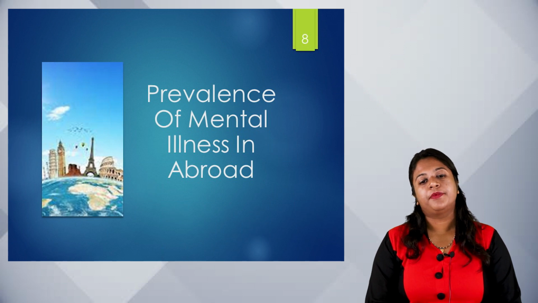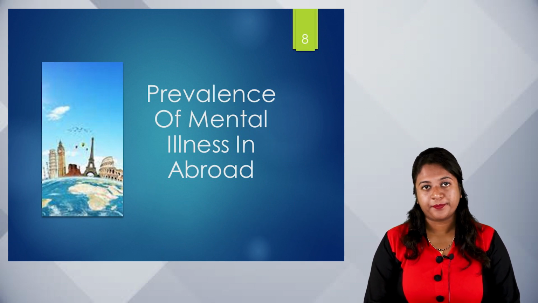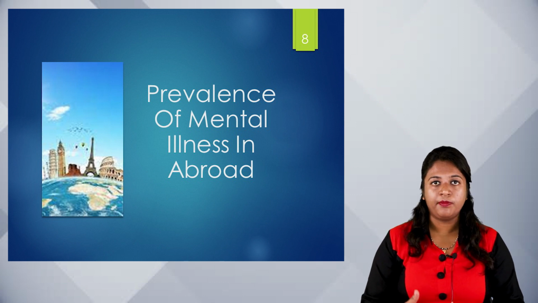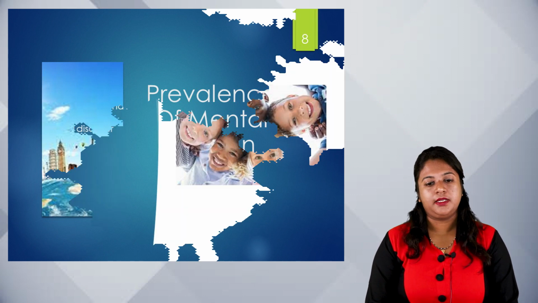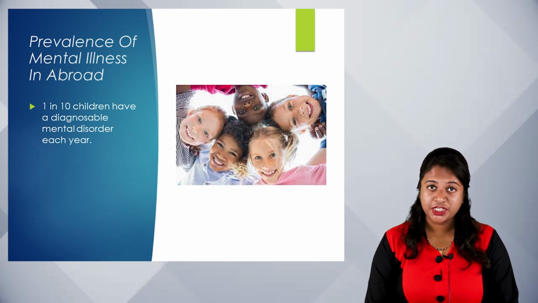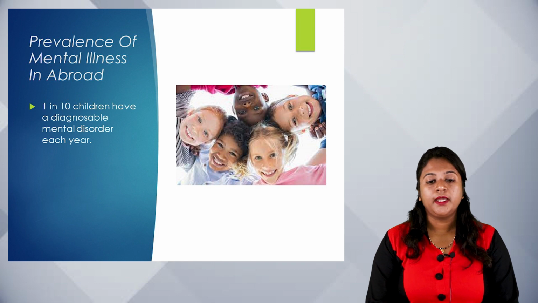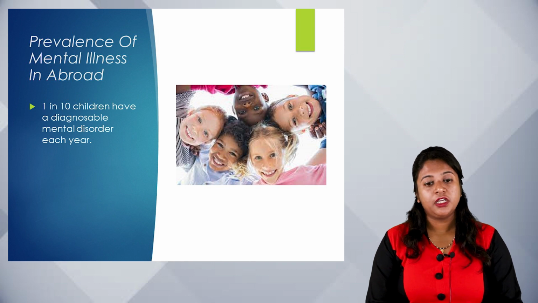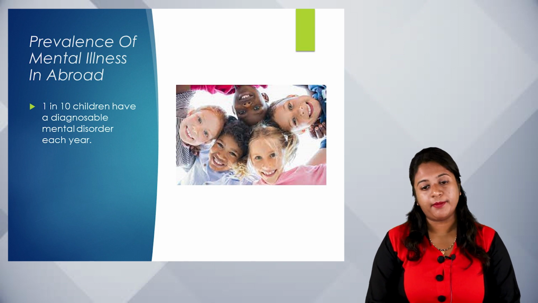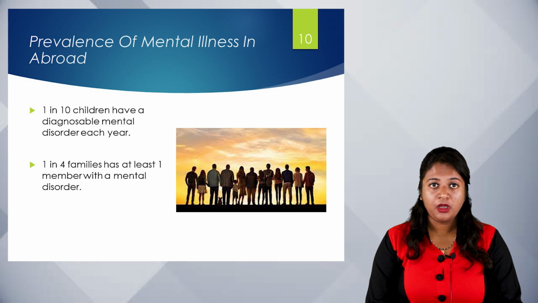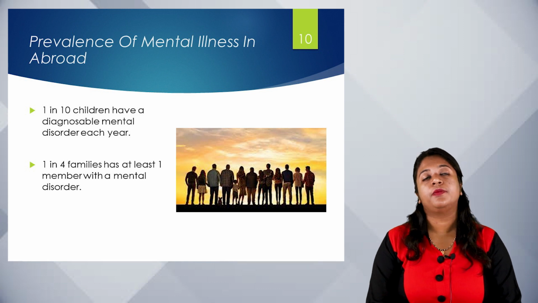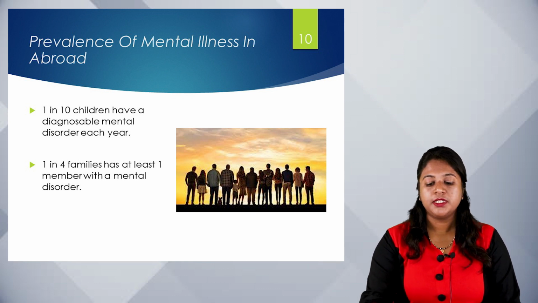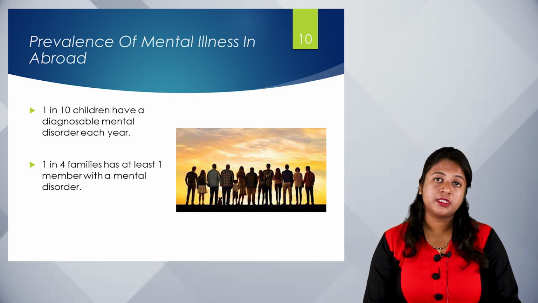So what is the prevalence of mental illness abroad? We are going to see around the world what the prevalence of mental illness is. Mental disorders are common internationally and in India. 1 in 10 children have diagnosable mental disorders in a given year. So in a given year, among 10 children, at least one has one or the other mental health problem. If you take the family, 1 in 4 families has at least one member with a mental disorder. So this is the prevalence of mental disorders in the family.